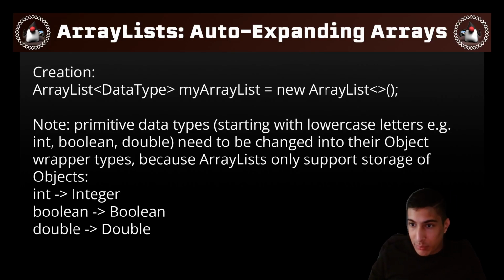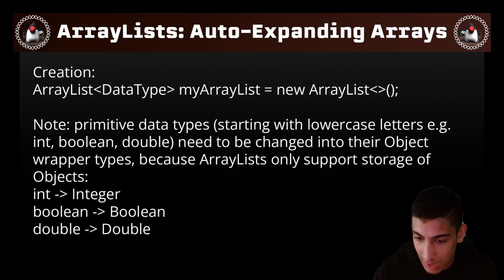So the data type has to be an object, meaning you can't use primitive data types like ints, booleans, and doubles. To know if a data type is primitive, you can look at the start of it and check whether it starts with a lowercase letter. So if you want to store integers, you'll have to use capitalized Integer, booleans, capitalized Boolean, and doubles also have to be capitalized. Because array lists can only store objects, not primitives.